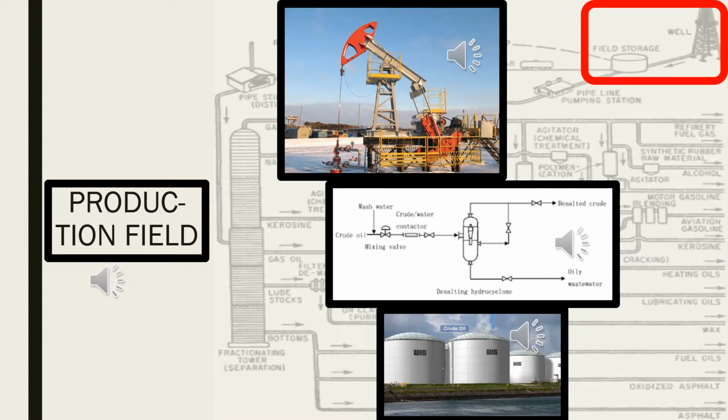Clean crude is sent for storage at close to atmospheric conditions, usually above ground in cylindrical steel tanks that may be as large as 30 meters in diameter and 10 meters in height.